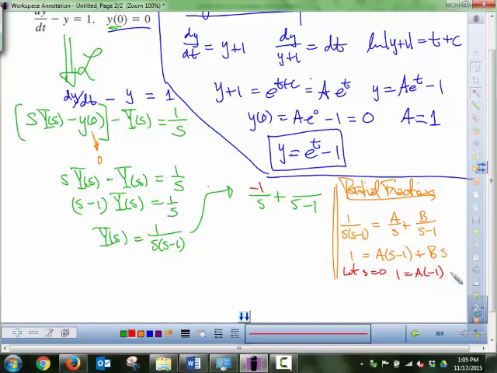So a equals -1. And now let s equal the other root, the one that would make the other variable disappear. Let s is equal to 1, and then you get 1 is equal to 0 plus b times s. So b is equal to 1.